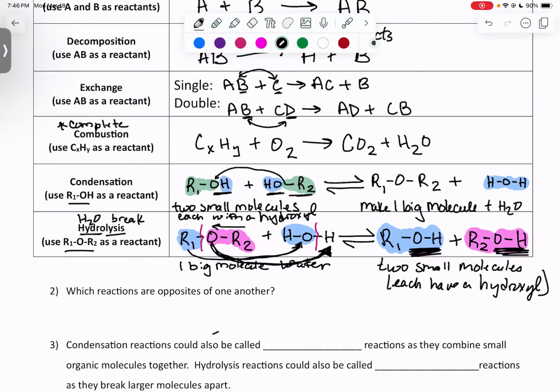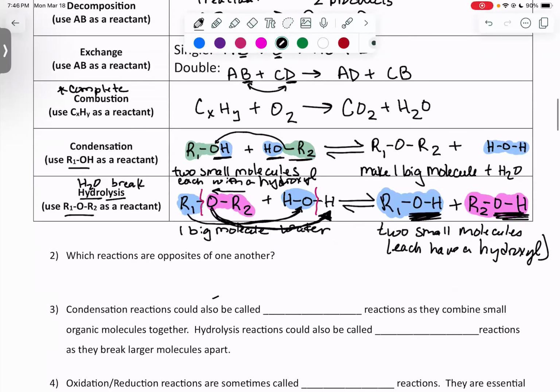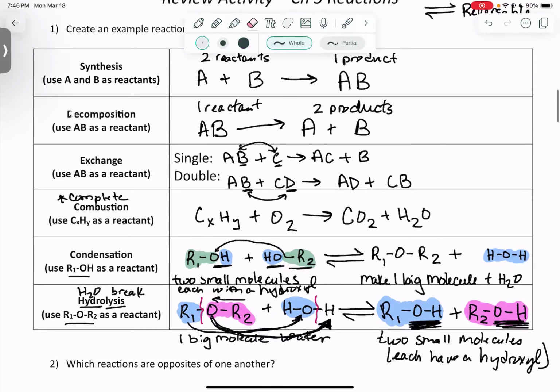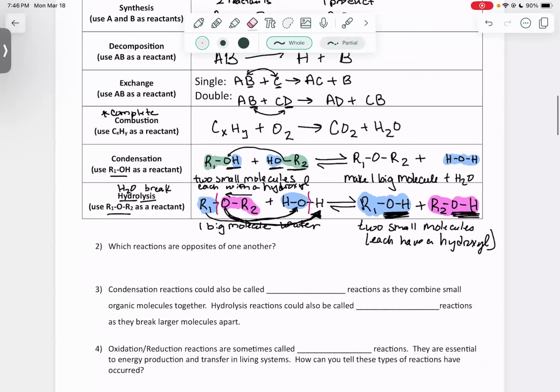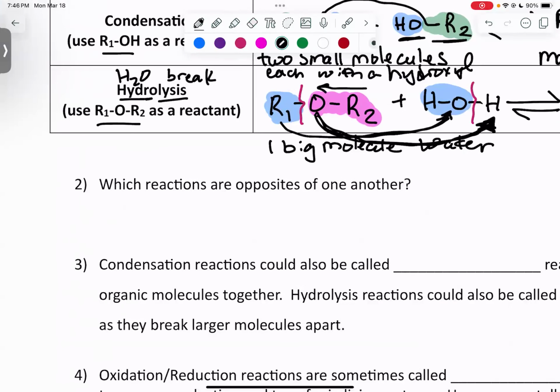So that's the difference between the different kinds of reactions that can happen. There are some reactions that are opposites of one another. And so if you look up at the top and see which ones look like, well, it's the same reaction, we're just writing it in the reverse way. So that is our synthesis and decomposition. Those are opposites.